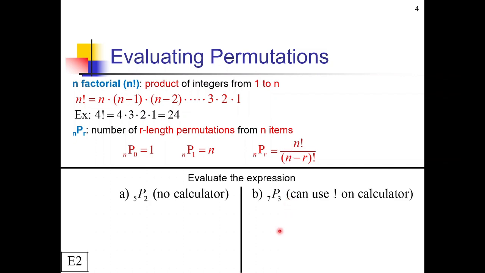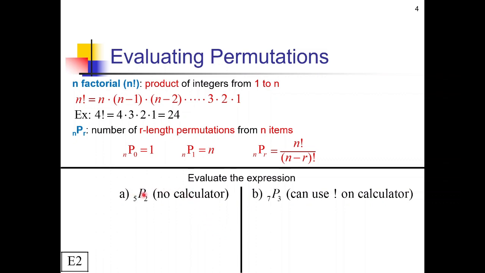Here's some more examples for you to play with. So I'm going to give you 2 of these. This first example, 5P2, I want you to try that using no calculator whatsoever, just your knowledge of factorials and this formula and what it all means. For the next one, example B, 7P3, you are allowed to use the factorial operator on your Desmos calculator for that one if you want. So pause the video and give these both a shot.